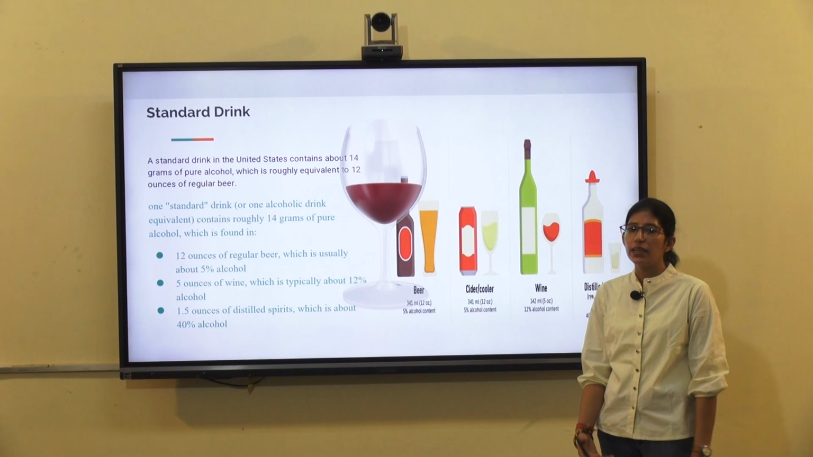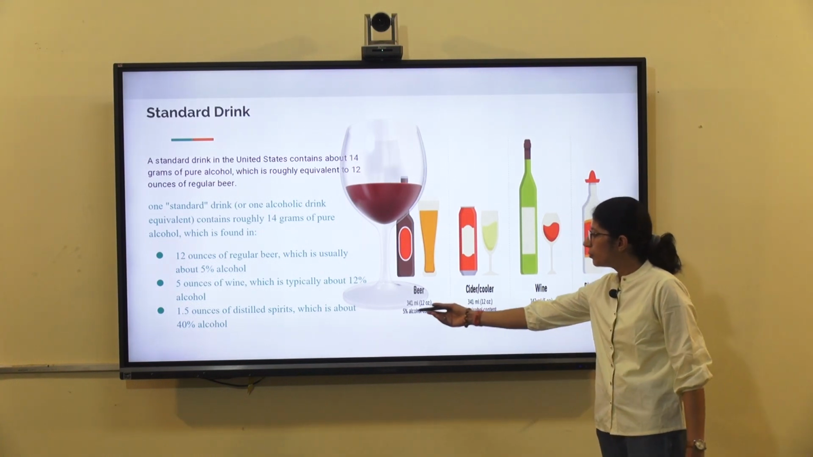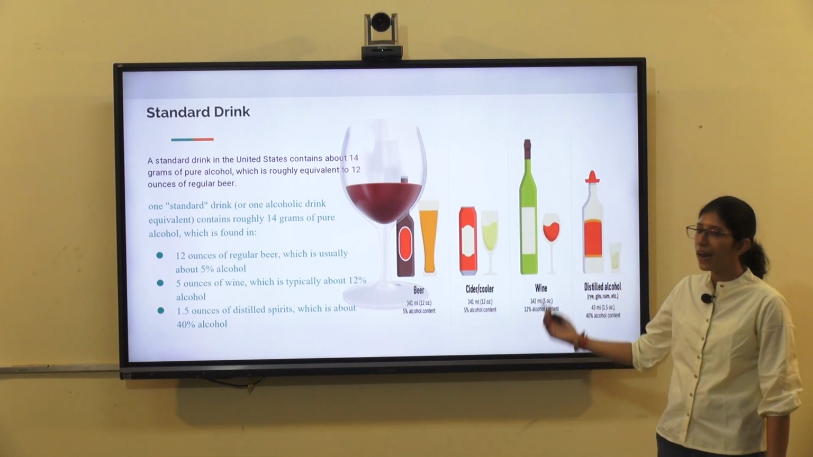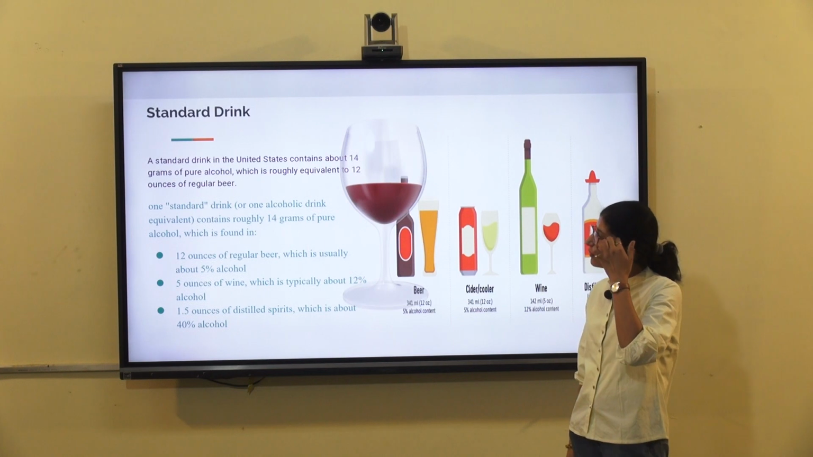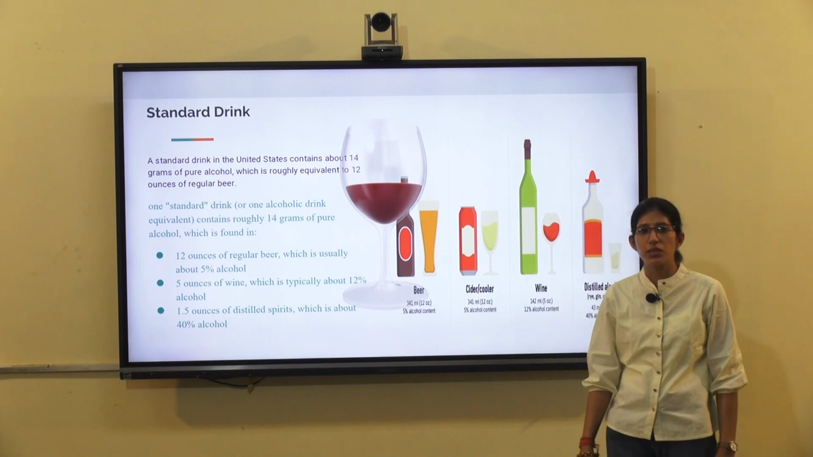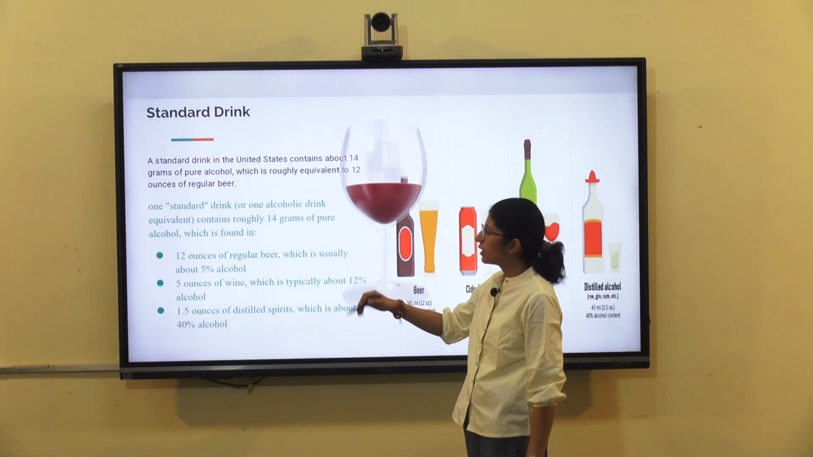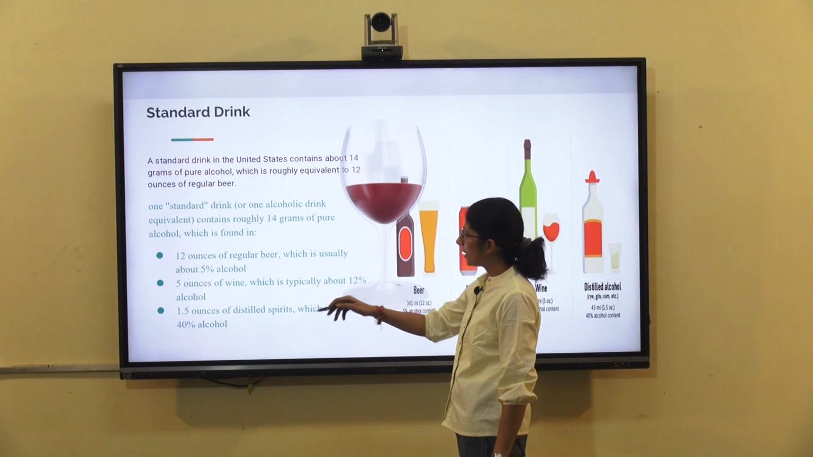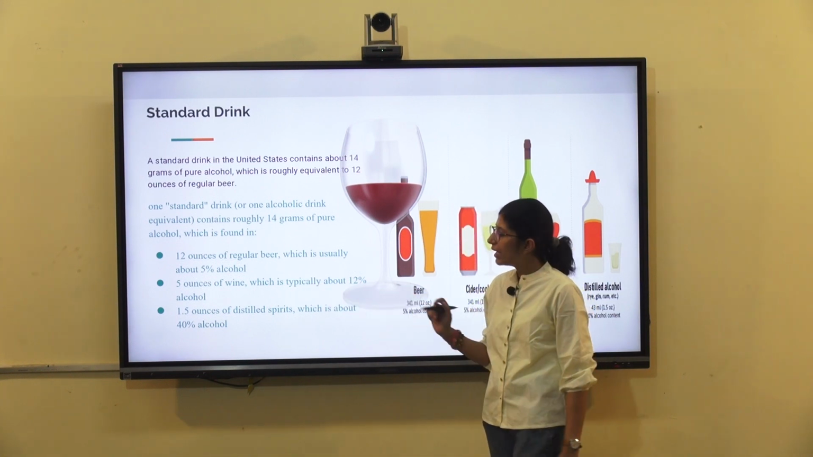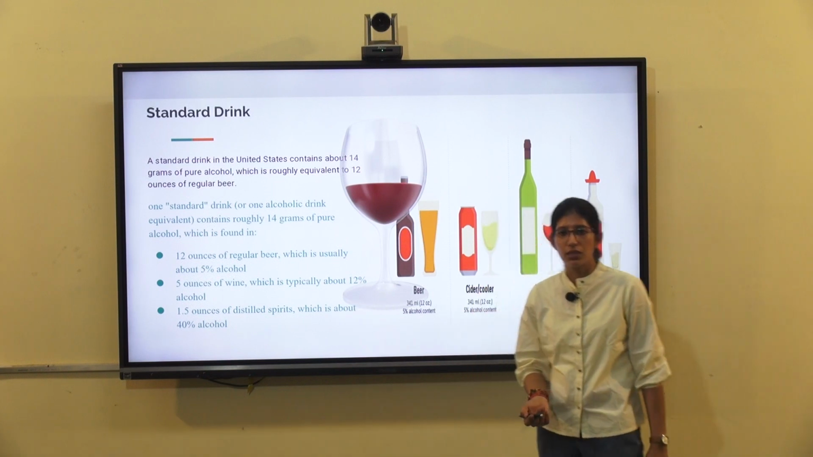Now, what is a standard drink and how do we calculate the actual percentage of alcohol and its ABV? For example, a standard drink in the US contains 14 grams of pure alcohol. That is 12 ounces of regular beer at 5% alcohol, 5 ounces of wine at 12% alcohol, and 1.5 ounces of distilled spirits at 40% alcohol.